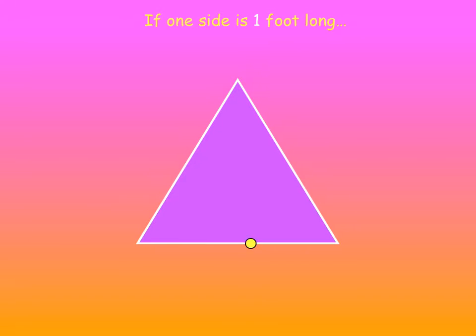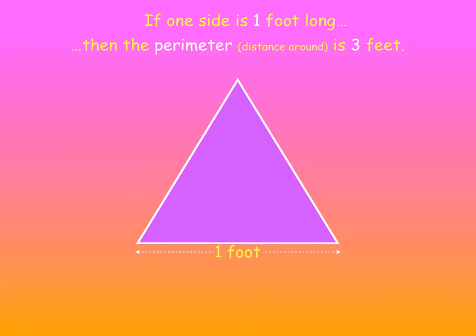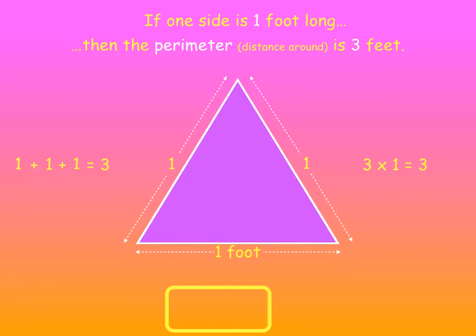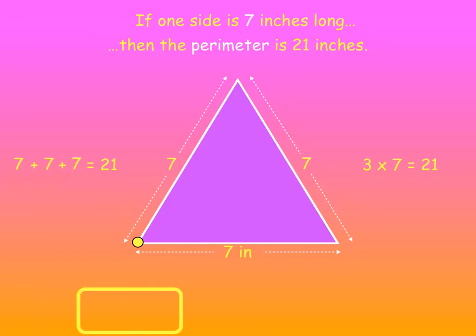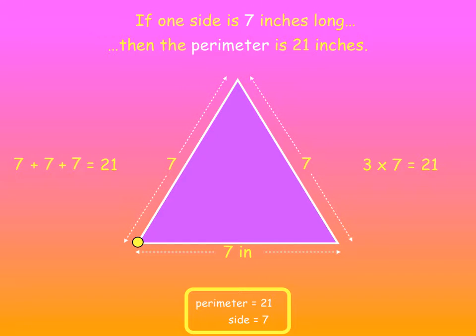If one side is 1 foot long, then the perimeter, that's the distance around, is 3 feet. The perimeter is 3, the side length is 1. If one side is 7 inches long, then the perimeter is 21 inches. Perimeter 21 inches, side length 7 inches.